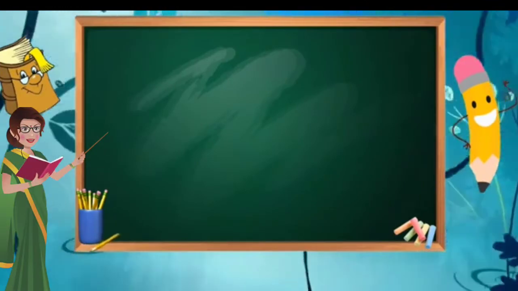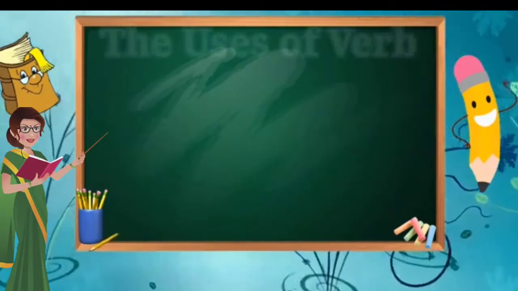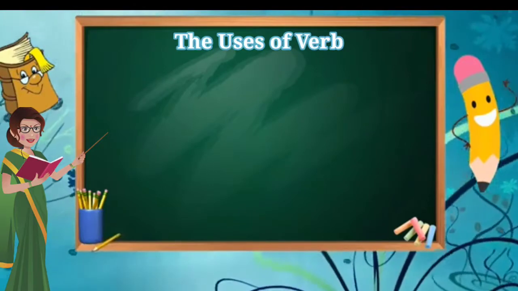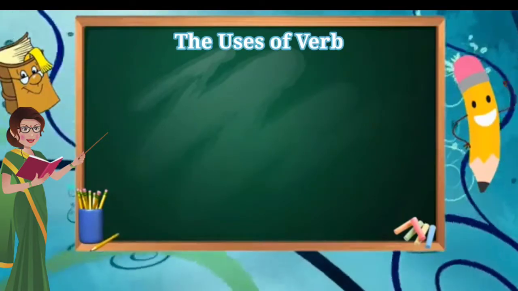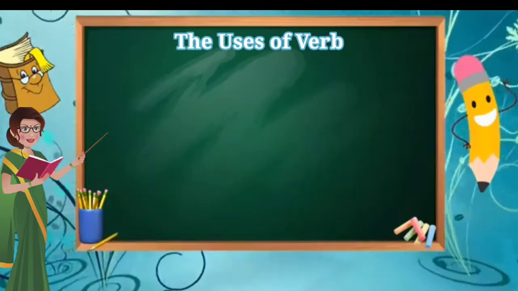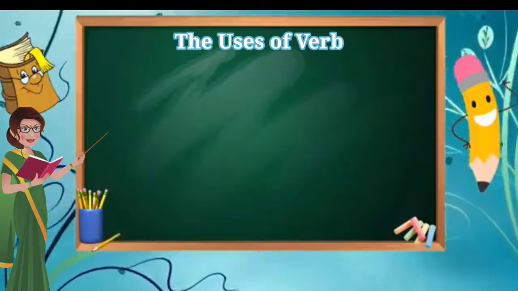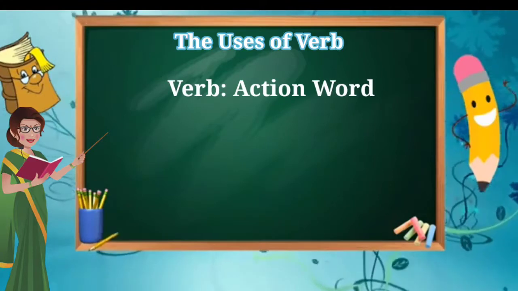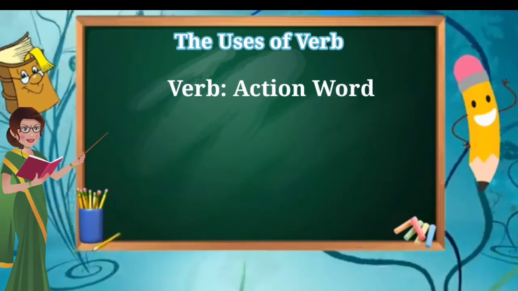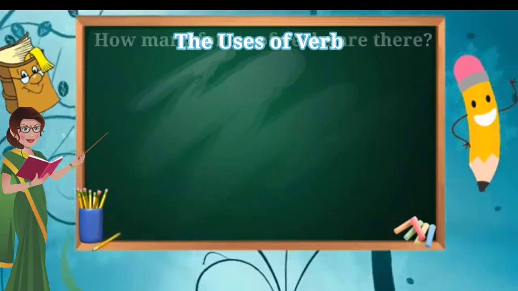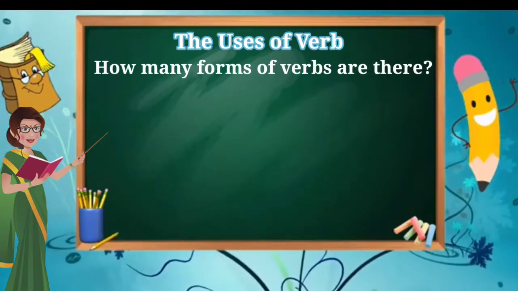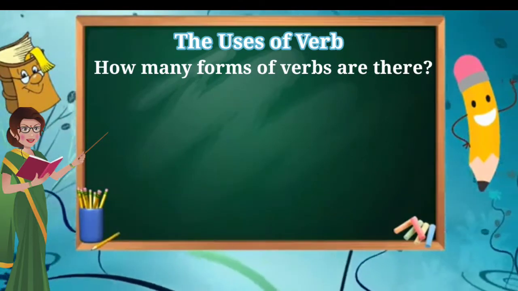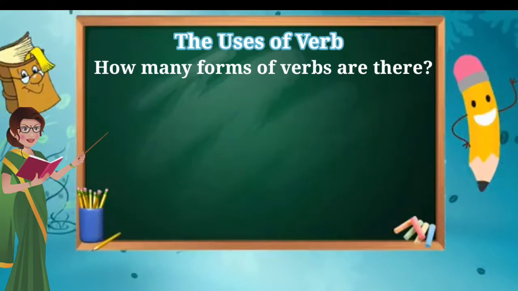Hello students, today we will learn the uses of verb. Here I am talking about the main verb. So tell me children, what is a verb? Yes, it is an action word, or doing something is a verb. And how many forms of verbs are there? As you know, there are 4 forms of verbs.